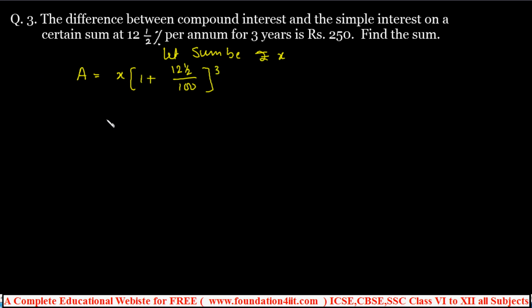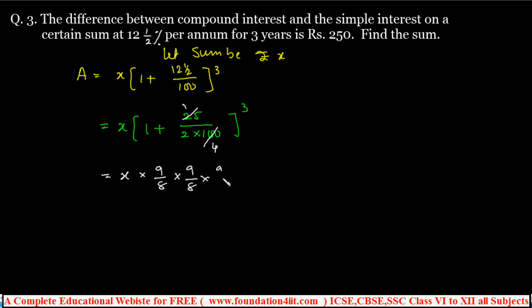Right, now we can simplify this. x into 1 plus 12 and a half is 25 by 2, again one more 100 is there. If you get a fraction, you can write numerator and denominator to the power 3. Cancel this, 25 ones are 25, 4, so 1 by 8. Now this is x into 1 plus 1 by 8, that means 9 by 8, 3 times, 9 by 8 into 9 by 8.